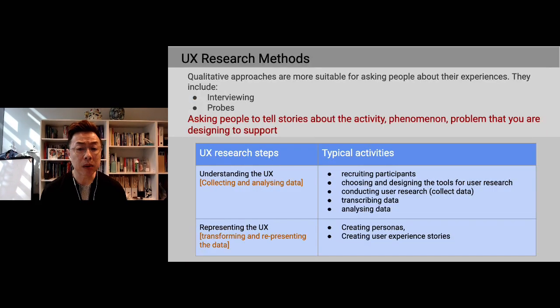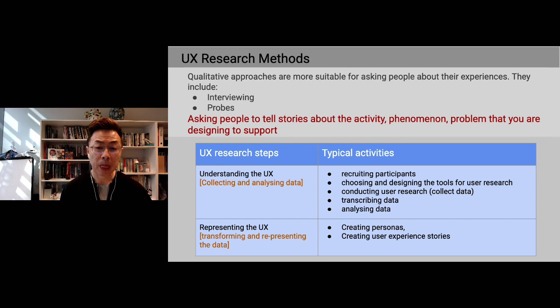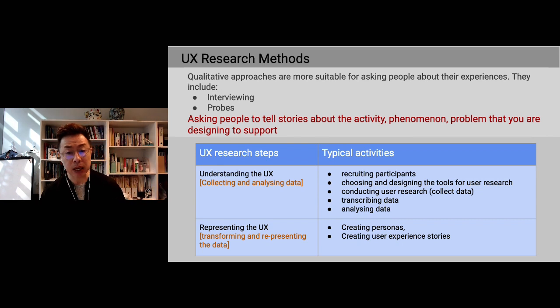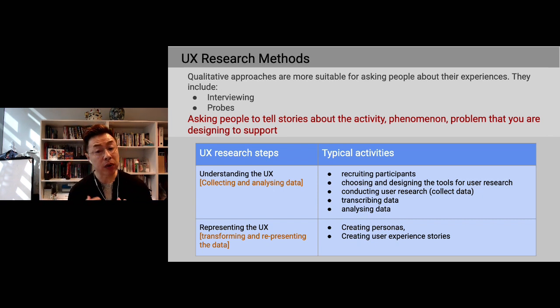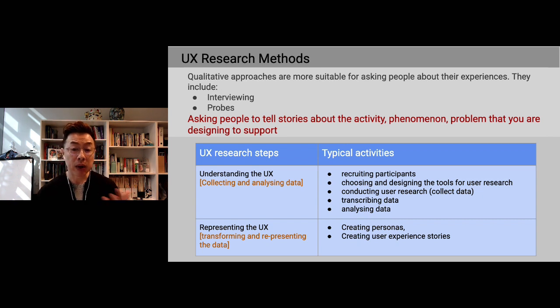So in terms of doing this user research, we need to first of all recruit, choose the tools, conduct the research, transcribe the data, and analyze the data. And then after that, from what we understand, we create the personas and create a set of experience stories. This is a deliverable that you need to do by about week 6.